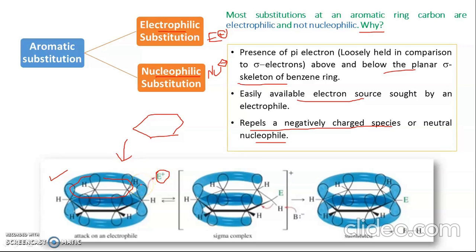The pi electron cloud will attract E plus, and then there will be a bond formation between carbon and electrophile. And finally this carbon hydrogen bond will be broken and the aromaticity will be regained. So this hydrogen is replaced by E. So this is our final product.